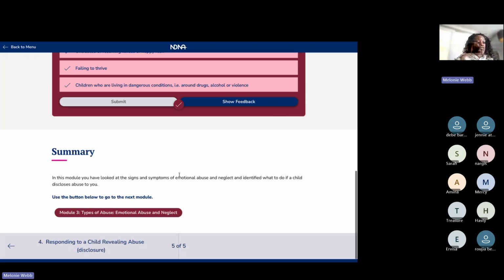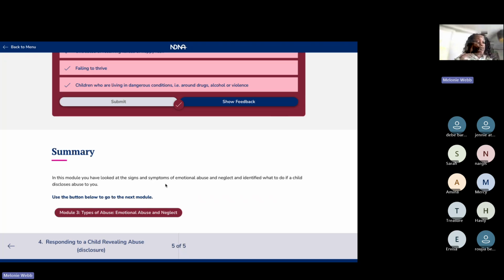In this module, we've looked at the signs and symptoms of emotional abuse and neglect and identified what to do if a child discloses abuse to you. Use the button below to go to the next module. So I actually don't think we did identify clearly what to do if a child discloses.